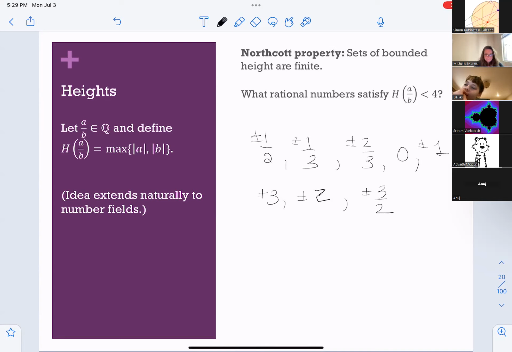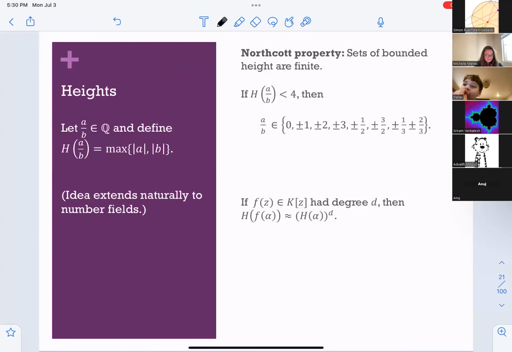Is that all of them? I've got the answer on the next page. You think so? Let's check. Here we go. So yes: 0, plus or minus 1, 2, and 3, plus or minus a half, 3/2, 1/3, and 2/3. Heights are really cool because they let us actually understand what happens to these periodic points.